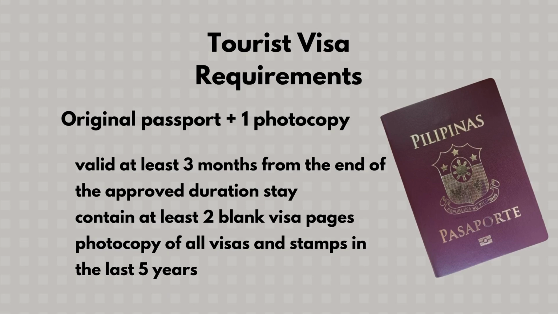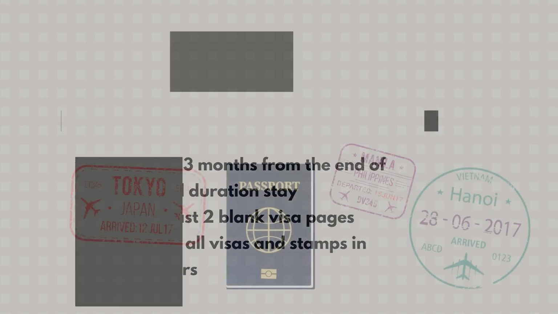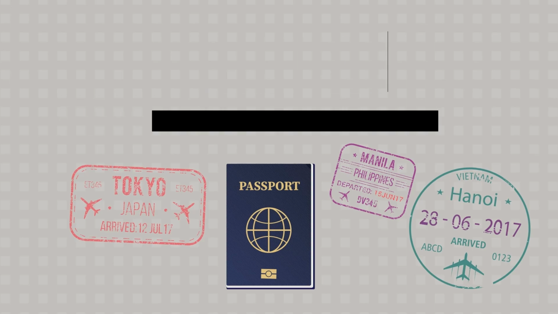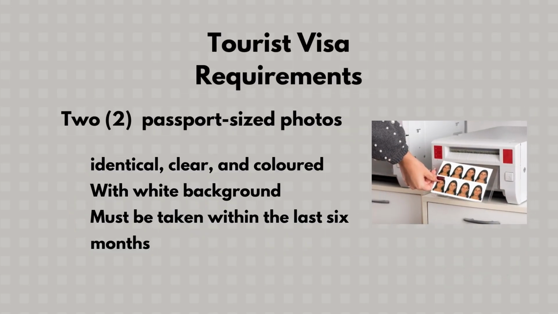First off, you would need an original passport plus a photocopy. Your passport should be valid for at least 3 months from the end of your approved duration of stay. You must have at least 2 blank pages, and make sure that you photocopy all of the visas and stamps in the last 5 years. You would also need 2 passport-sized photos. It must be identical, clear, and colored with a white background and must be taken within the last 6 months.